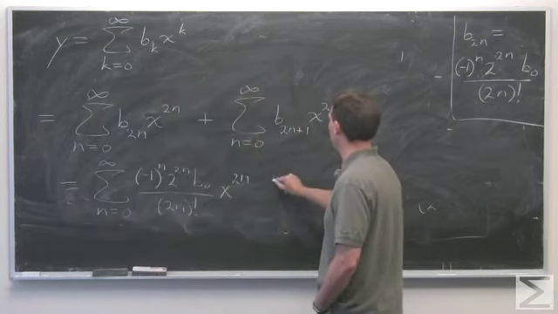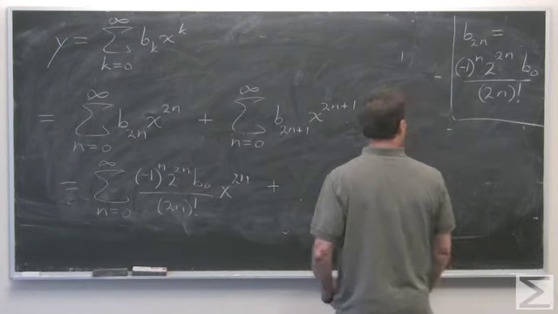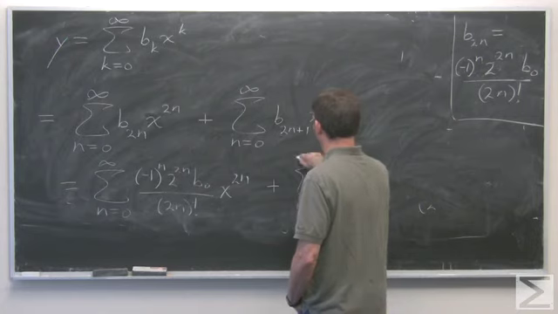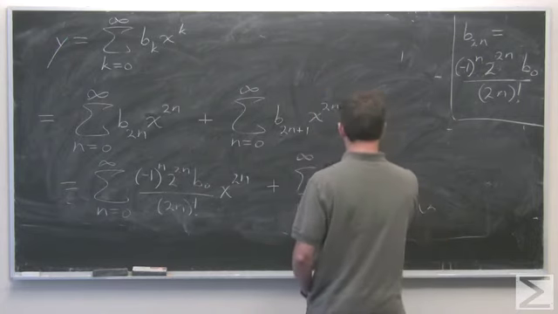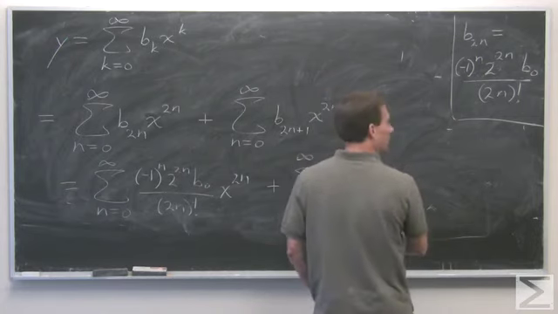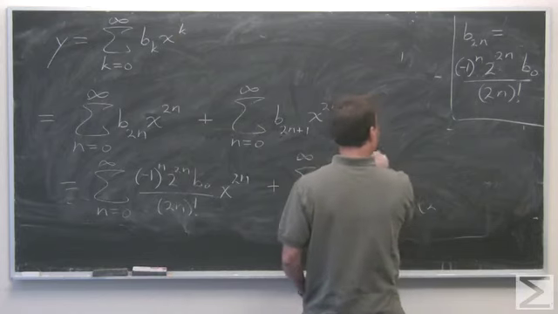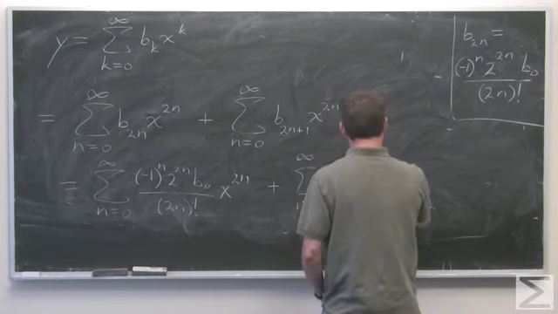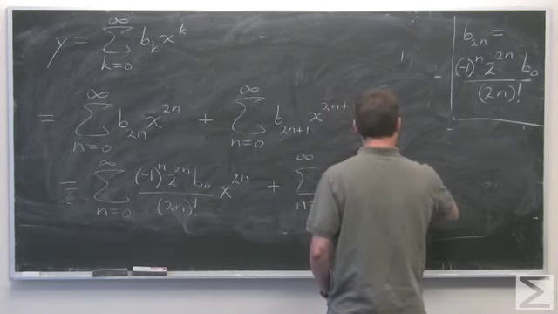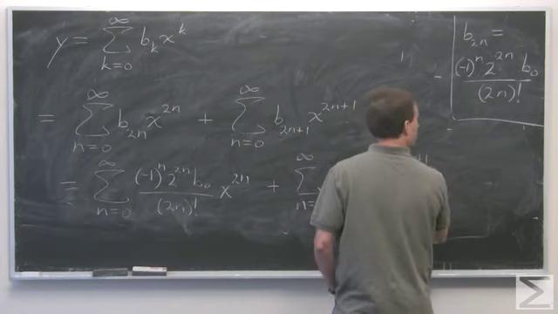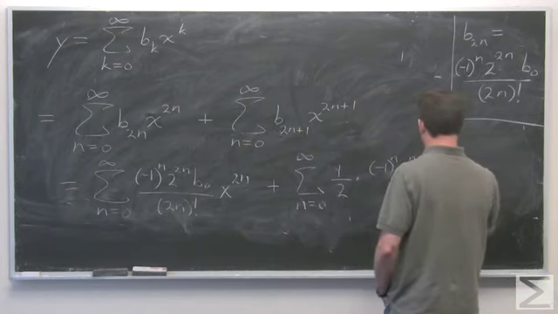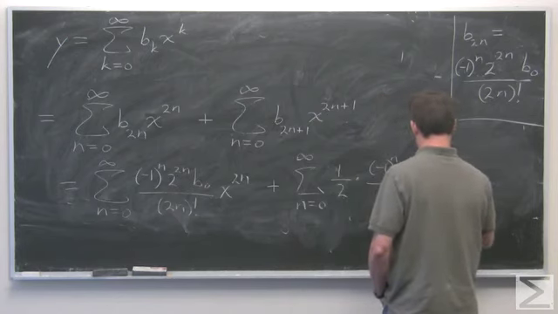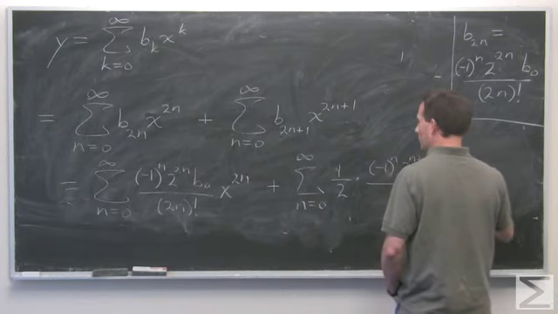And this part is the sum as n goes from 0 to infinity of b sub 2n plus 1. So minus 1 to the, I forgot the half. There's this half sitting out in front, times minus 1 to the n, times 2 to the 2n plus 1, times b sub 1, divided by 2n plus 1 factorial, times x to the 2n plus 1.